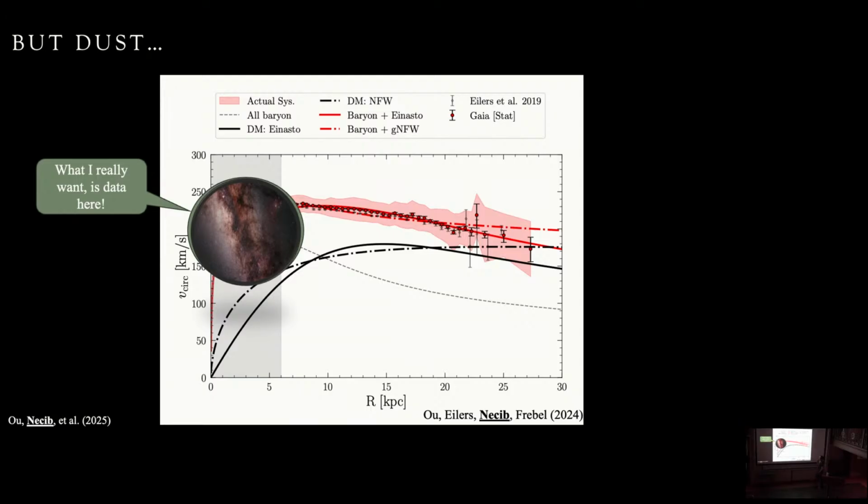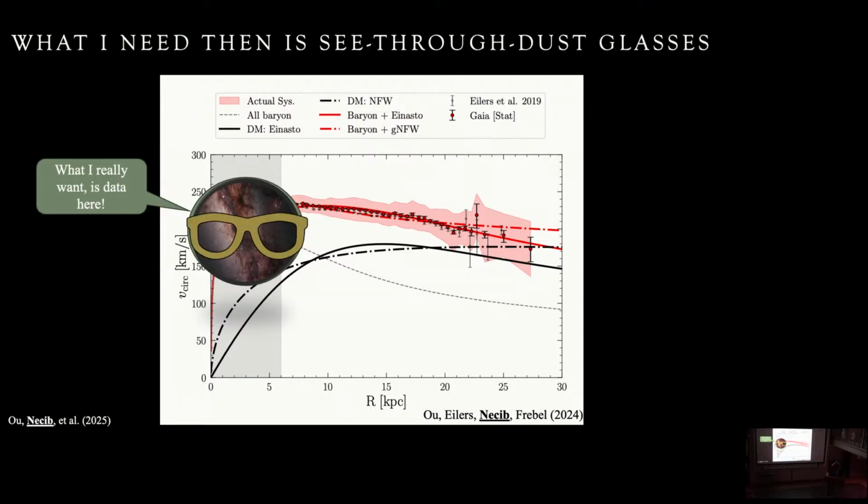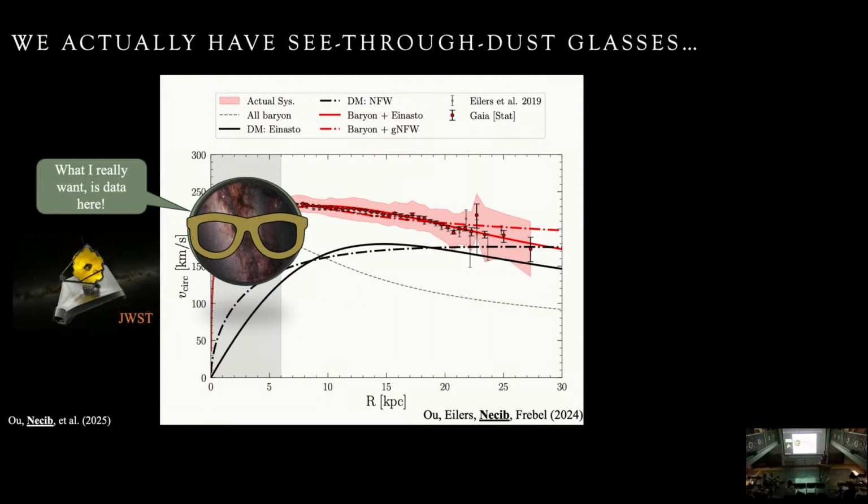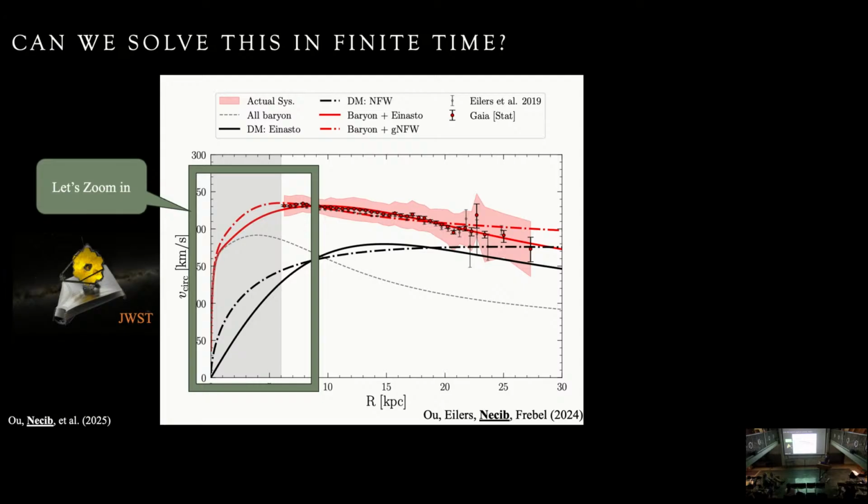So the problem here is that it's very dusty towards the center of the galaxy, and it's really hard to get data there. But the good thing, and we're going to keep going with the glasses metaphor, is that we have dust-penetrating glasses. A few multi-billion-dollar ones, like JWST, for example. And so we can actually look into that, although that's very, very expensive. But there are also other methods that we would explore to get more data.